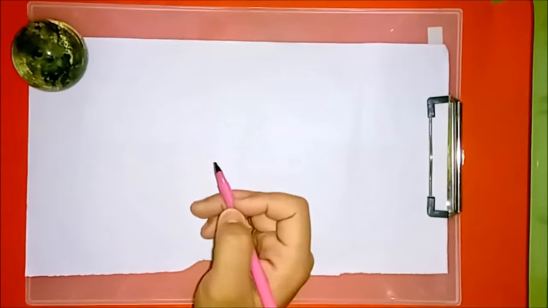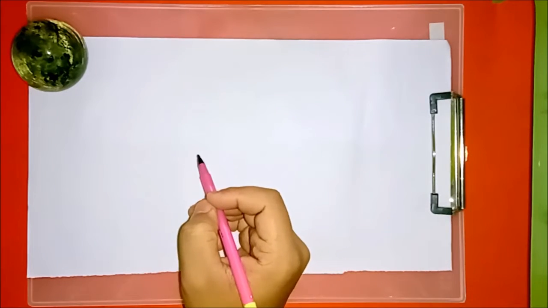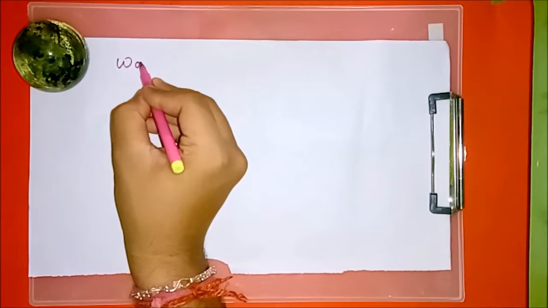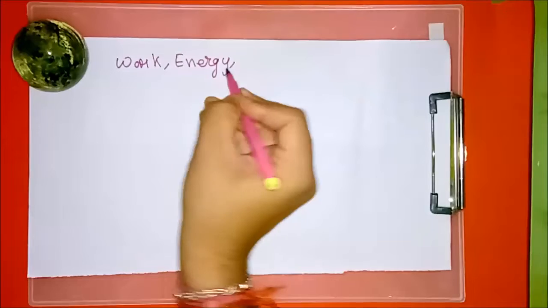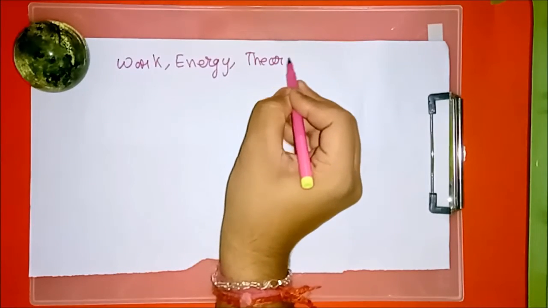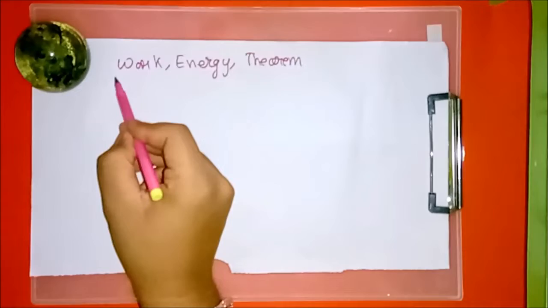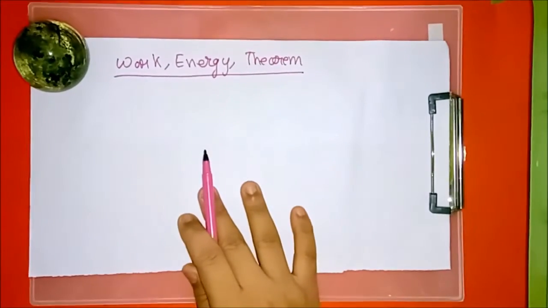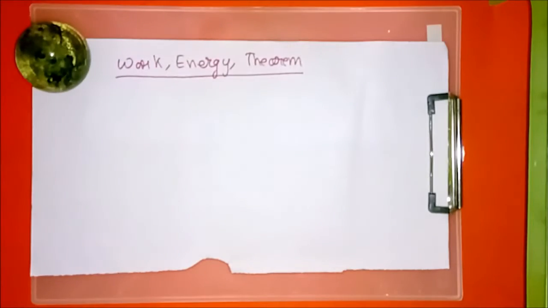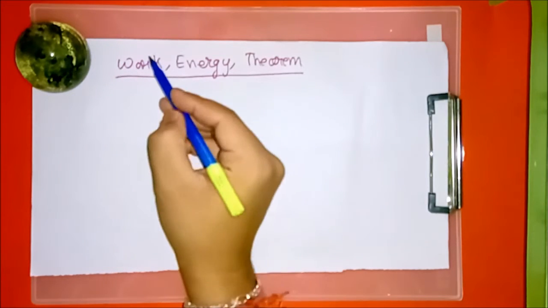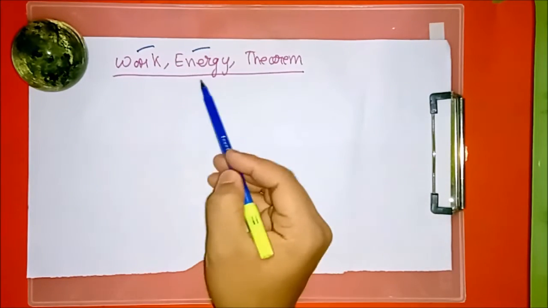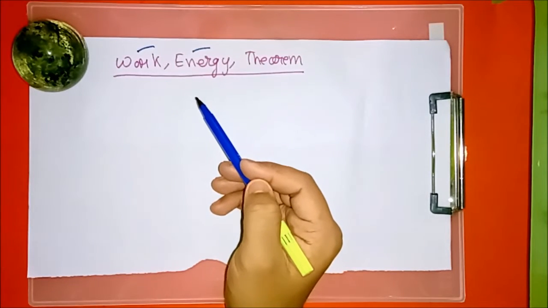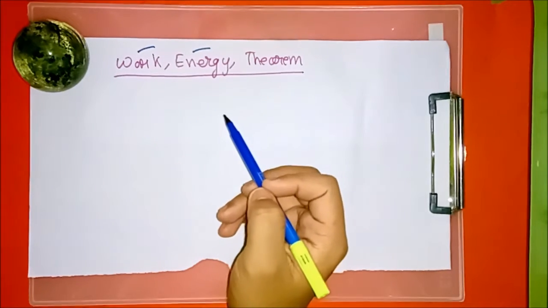Now we are going to deal with the most awaited topic of this chapter, that is the work energy theorem. By this name, the basic glimpse we get about this entire theory is the relation between work and energy. As we have dealt with earlier, work and energy are very similar and correlated terms. The relation between them is given by this work energy theorem.